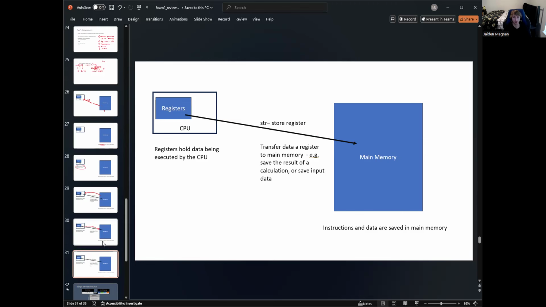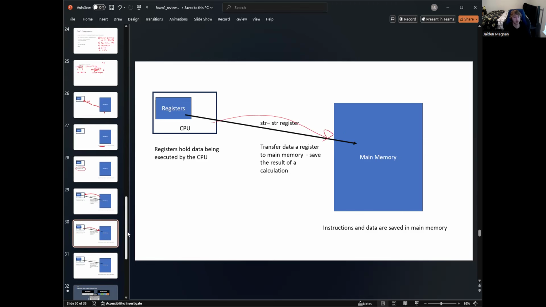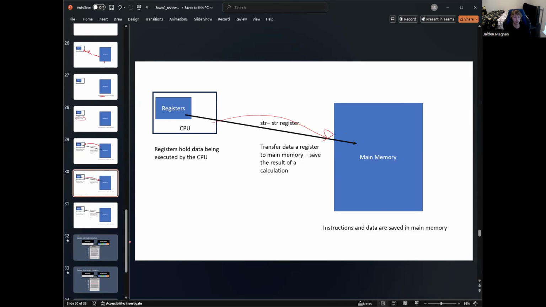I think this is just a duplicate slide. So understand how that works. Understand when you're loading, you're taking it from main memory, and storing, putting it back.